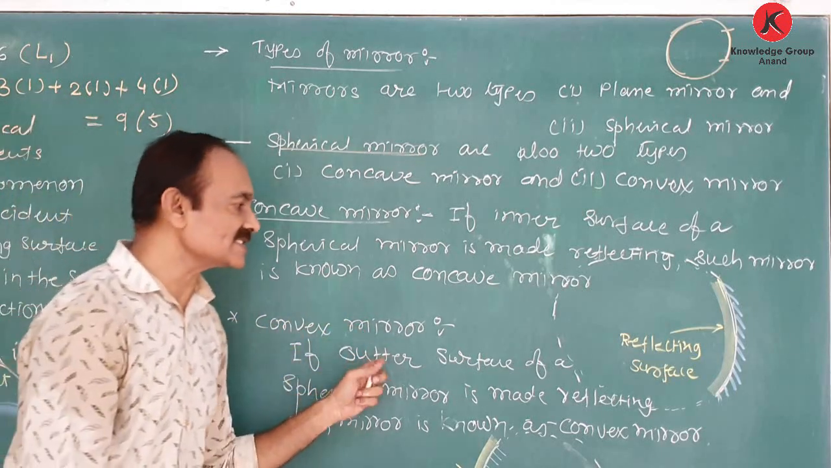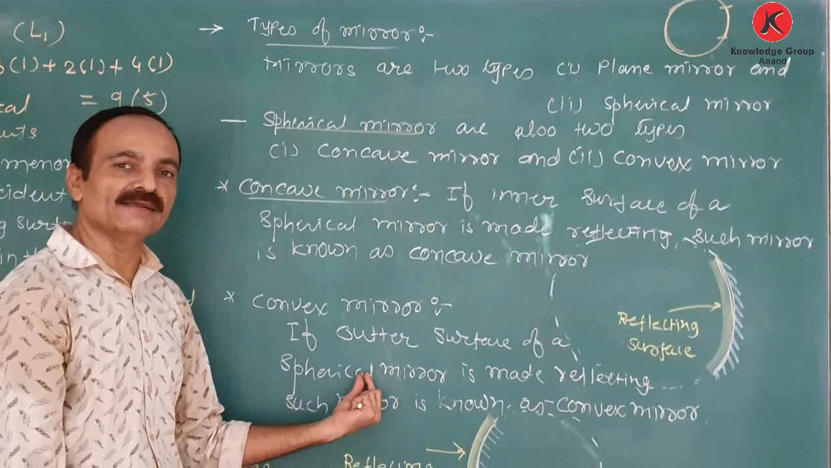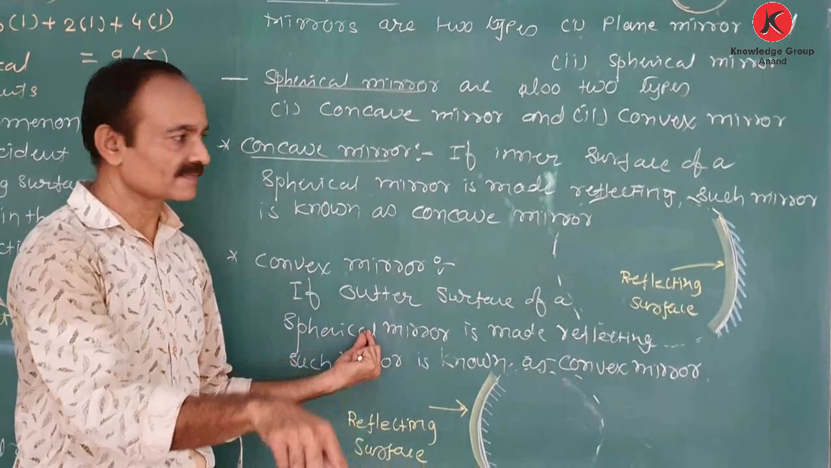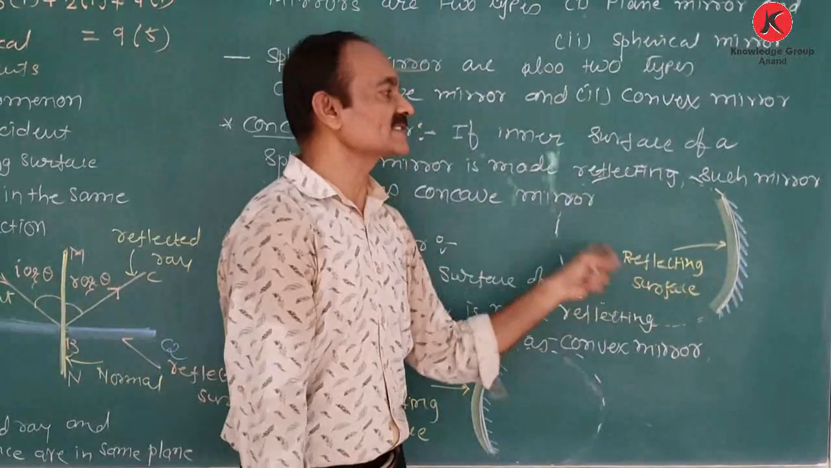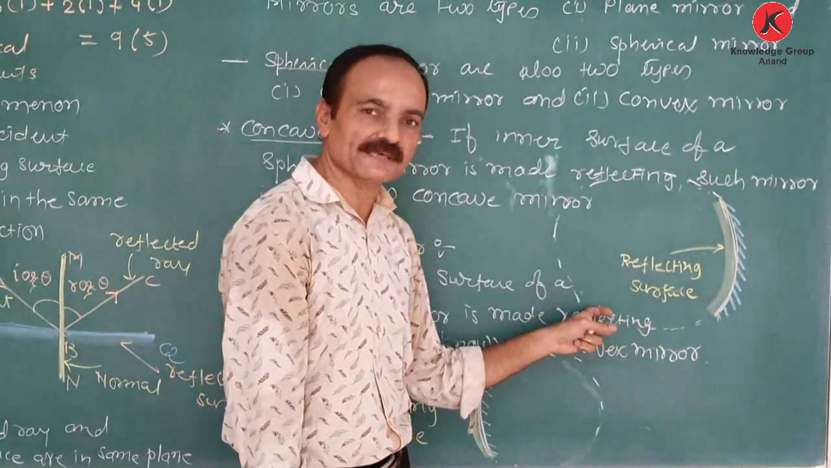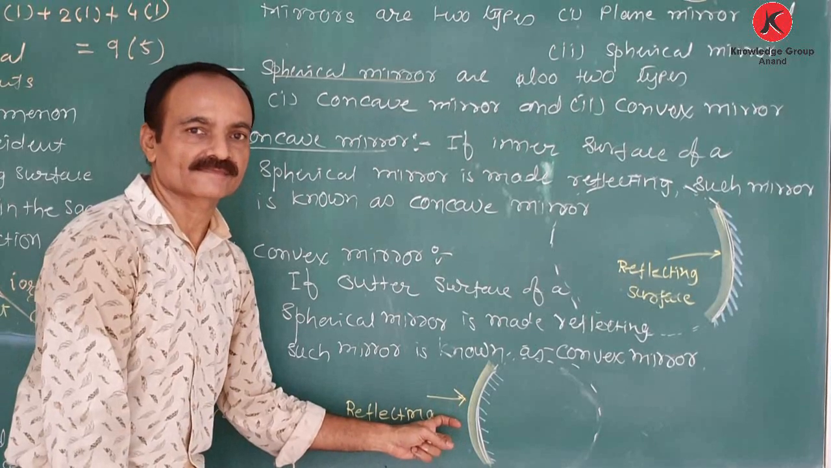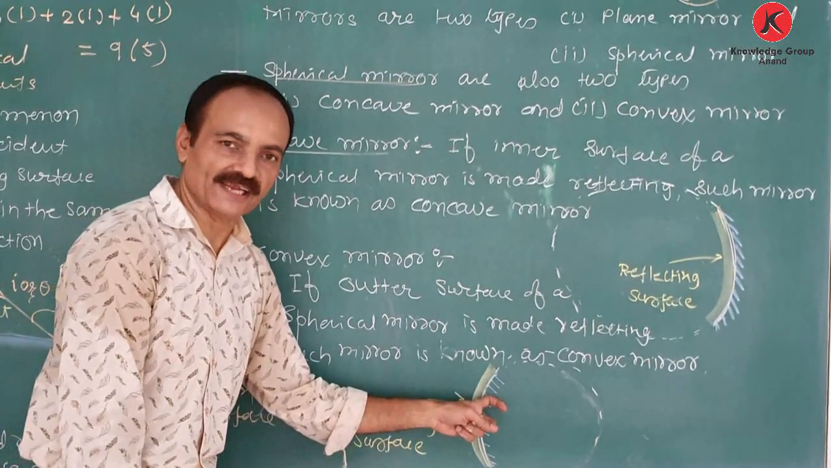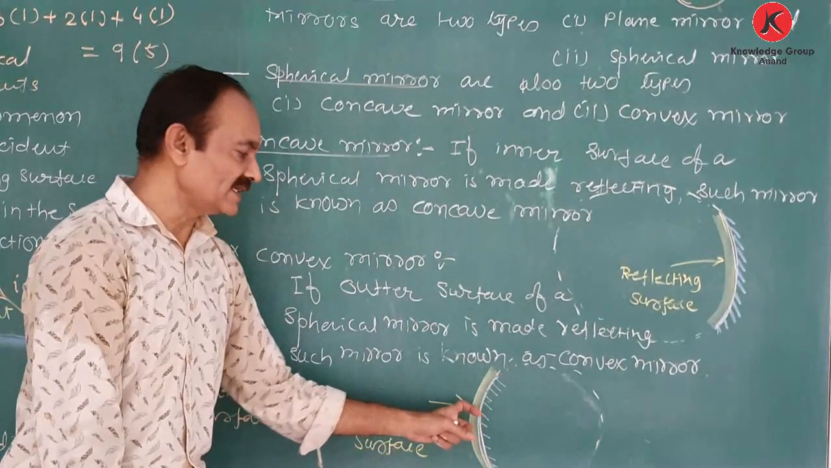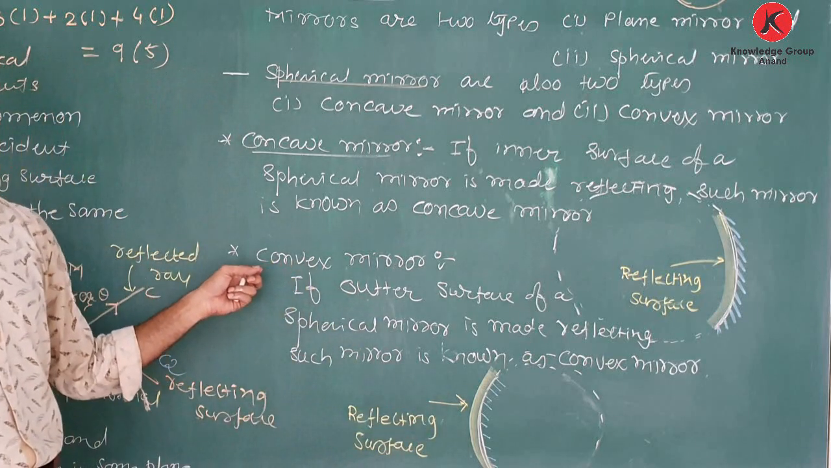If the outer surface of a spherical mirror is made reflecting, now the same portion is cut from the hollow spherical shell, but here the outer surface is made reflecting. The inner surface is not reflecting. Therefore, this mirror is known as the convex mirror.